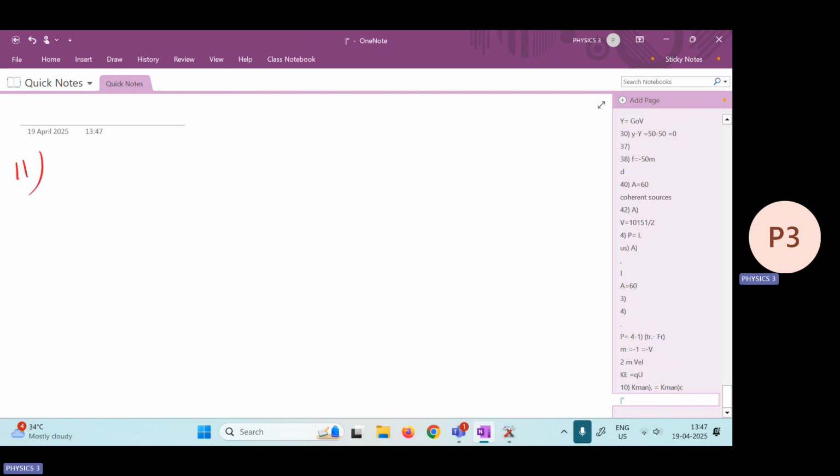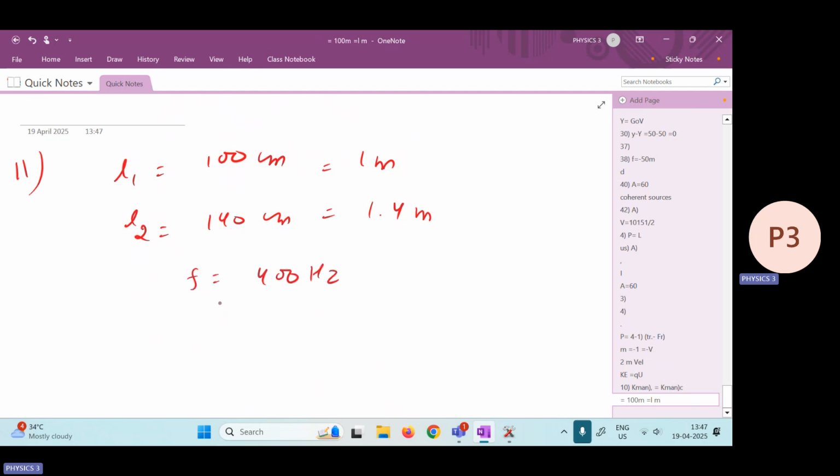The 11th question. In the 11th question, we are given a resonance tube experiment. It should be closed at one end. Resonance is observed at two consecutive lengths. L1 is equal to 100 centimeter, that we can write as 1 meter. L2 we are given is 140 centimeter, that will be 1.4 meter. If the frequency of sound is 400 hertz, the velocity of sound is.